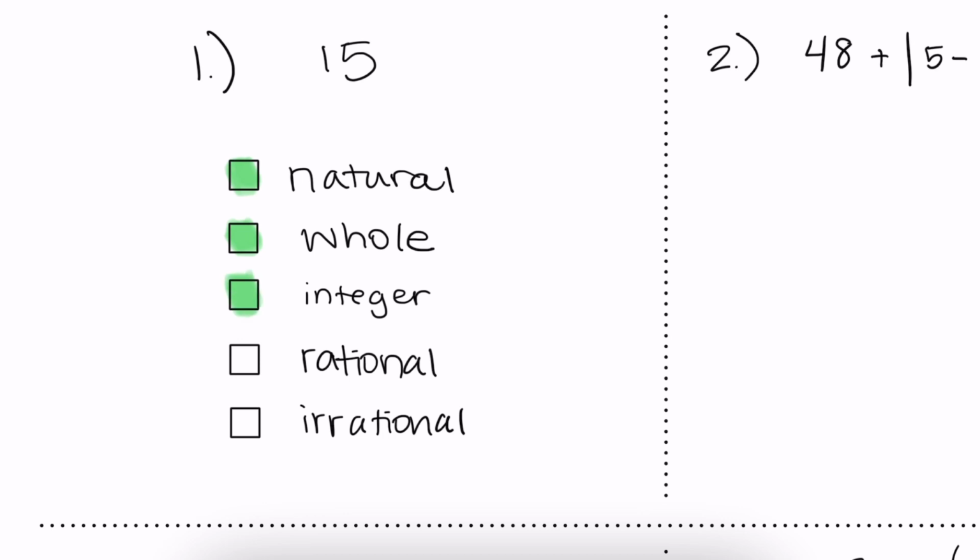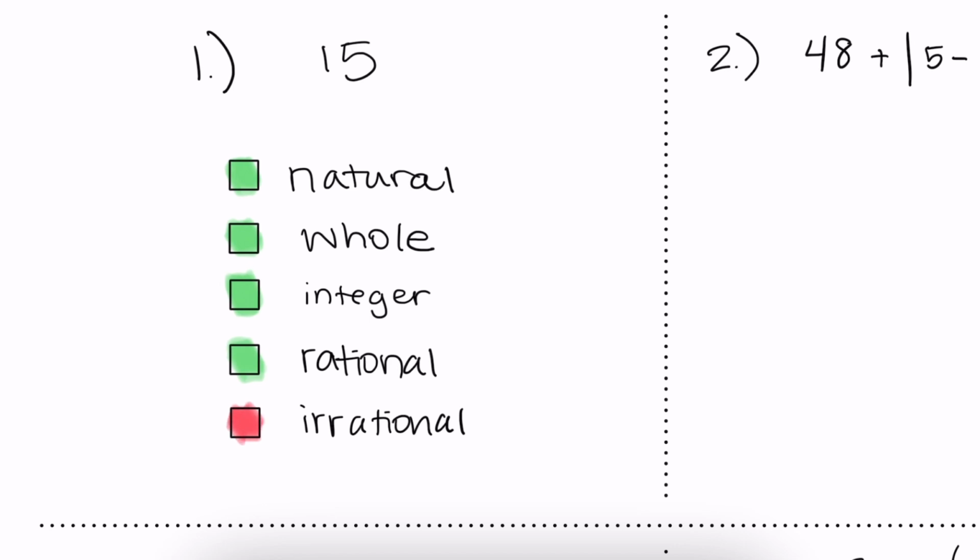A rational number is just one that can be expressed in fraction form, so a over b, where a and b are both integers and b is not 0. And 15 can be written as 15 over 1 or 45 over 3, really any fraction that is equivalent. So this is rational. An irrational number is the opposite of a rational number, a number that can't be expressed in fraction form. So 15 can, so it's not an irrational number.